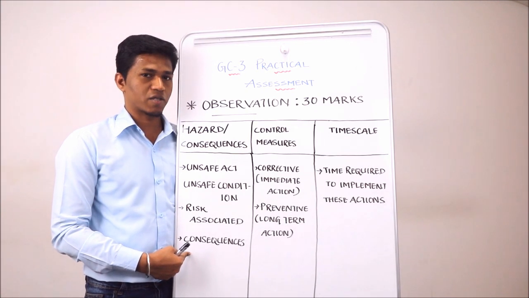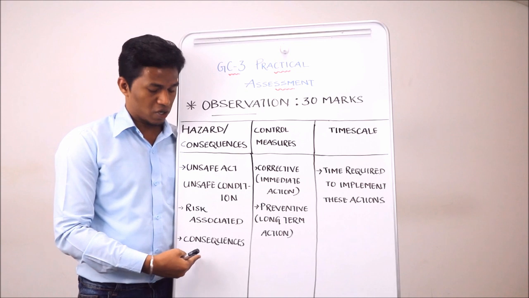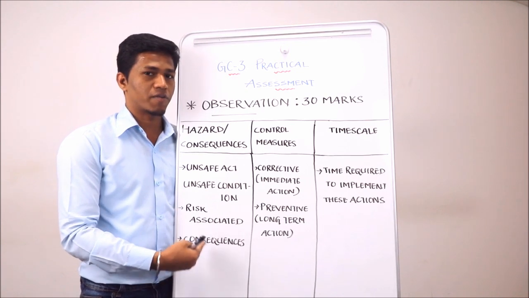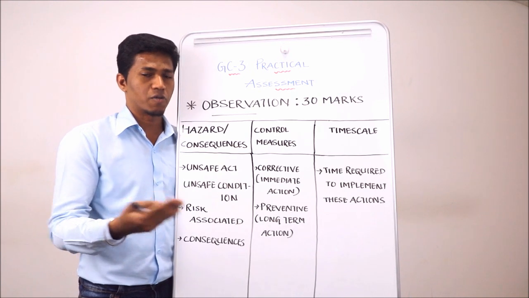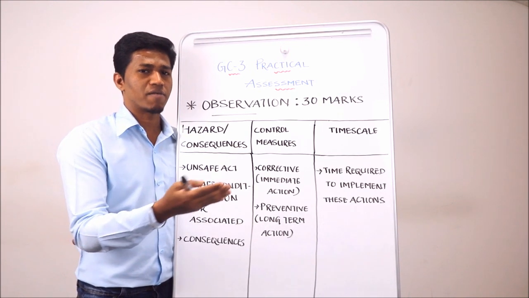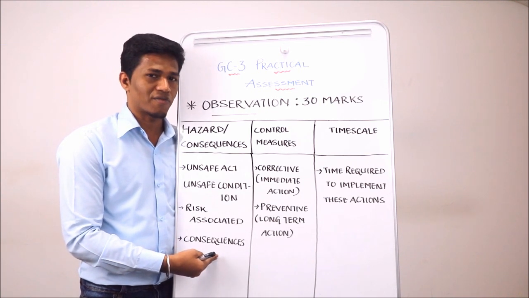Writing a consequence is a very important thing, and you need to write it as specifically as possible. Consequences are the outcome of that particular risk. It could be any health effects, any physical injuries, any property damage or any environmental effects. Any consequence that you write has to be specific.